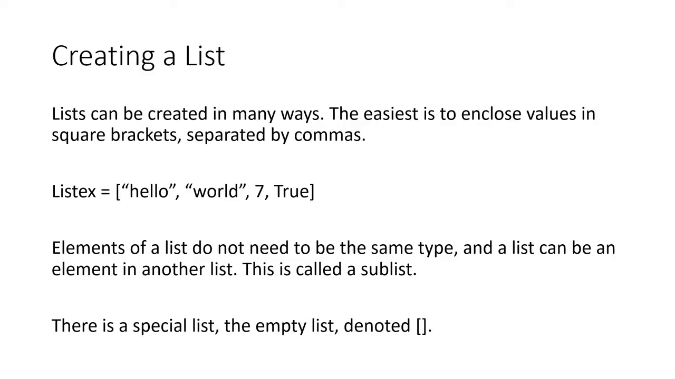It's also possible for a list to contain another list as an element. The interior list is called a sublist. Lastly, there's a special list that we'll talk about, and that's called the empty list, which is simply an open and close bracket with nothing inside of it.